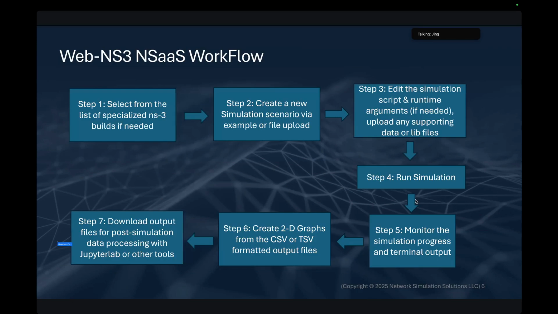So now let's talk about the basic workflow for Web-NS3 simulation as a service. It involves mostly 7 steps, right? You start by selecting from a list of NS3 builds. You can choose any, for example, we know there is a 5G NS3 module. It's not part of the main NS3 software stack, but here we provide a list of the popular ones, and we keep monitoring the community efforts, and we will include new ones as they appear in the community.